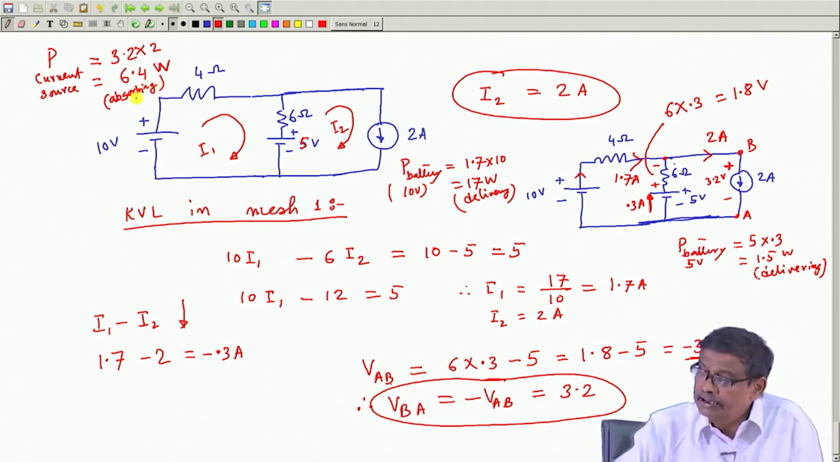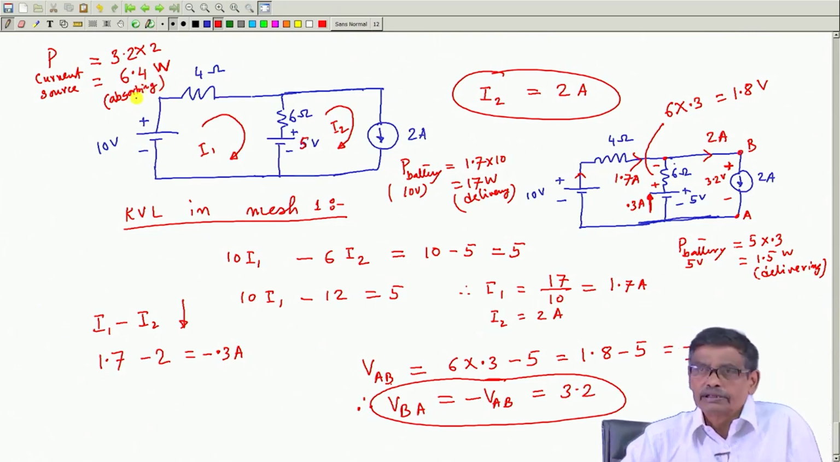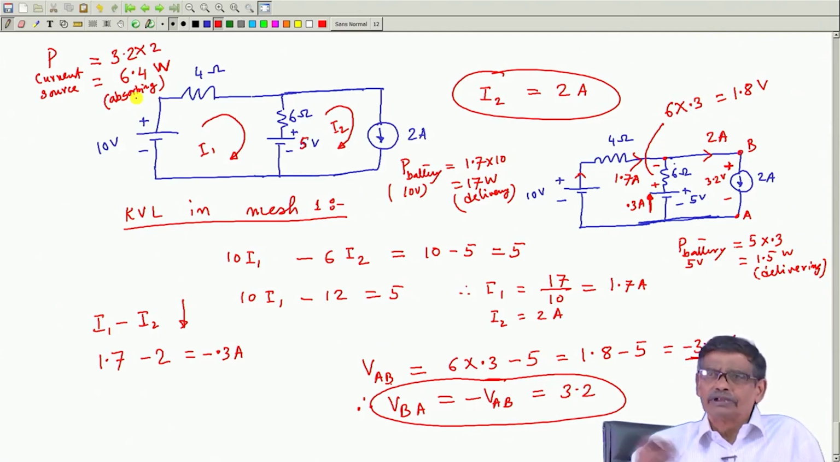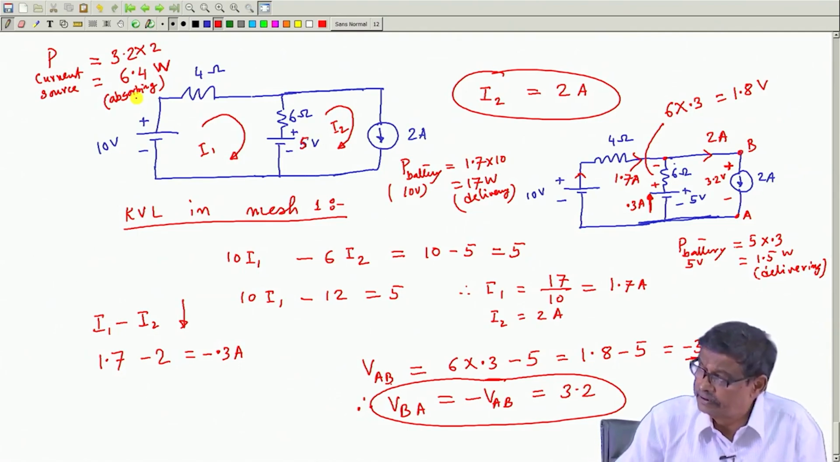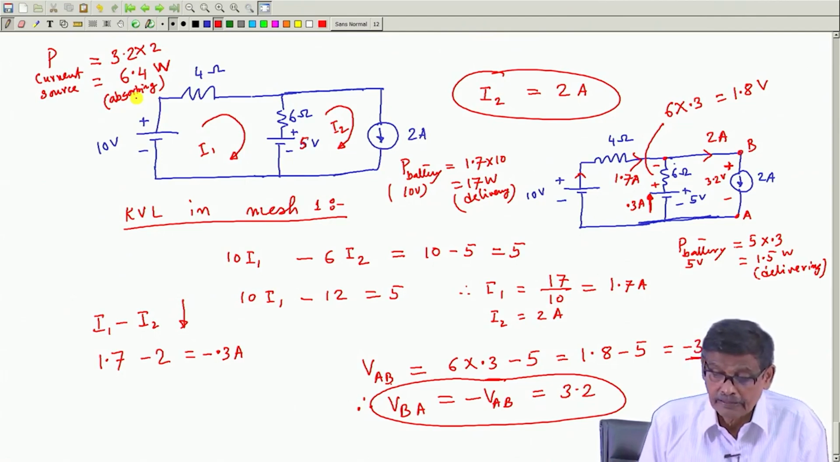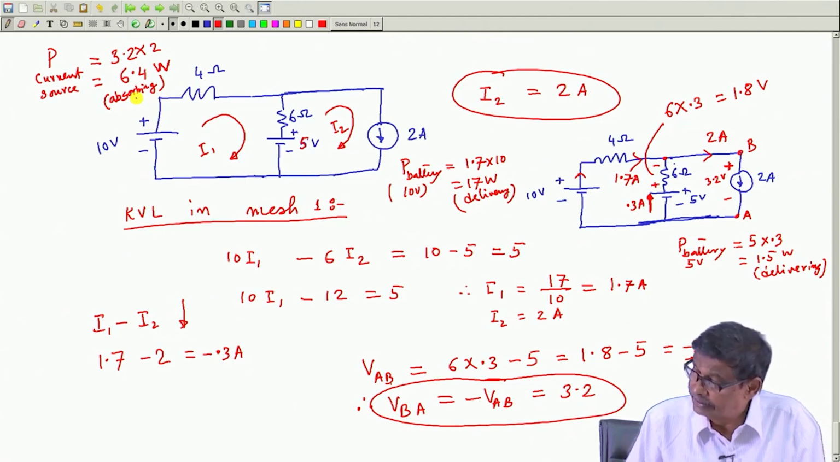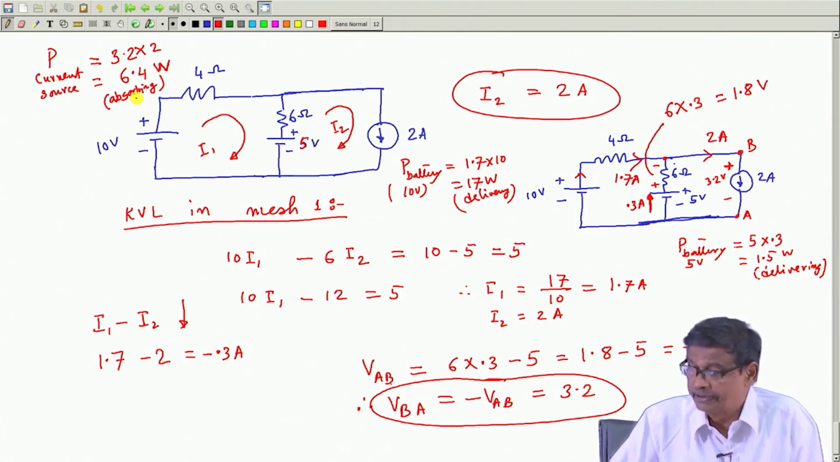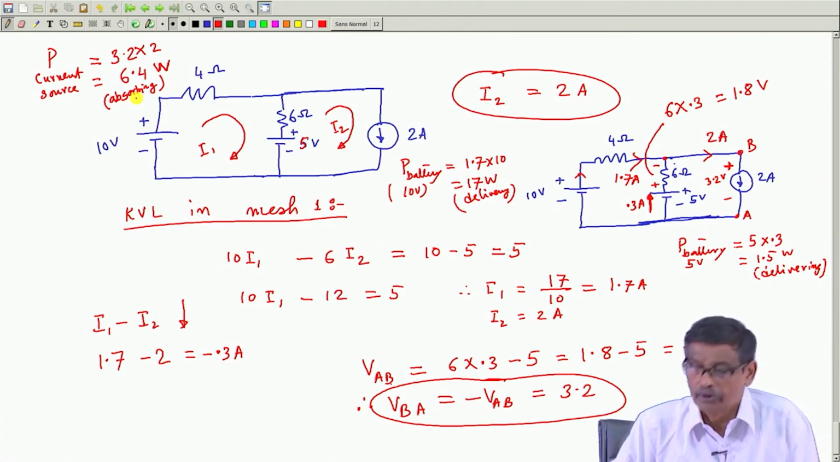So, mind you, in a network there may be several sources. Some of the sources may deliver power, some other sources may also absorb power. You charge a battery, then it absorbs power. So, a source may be charged in this way. Then how the power balance takes place with the other elements, that I leave it to you to compute.